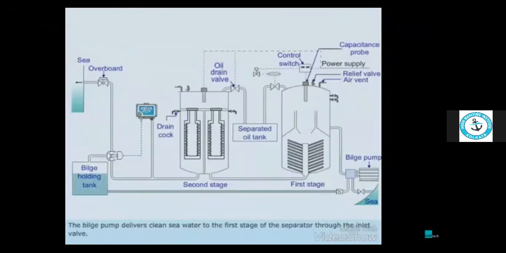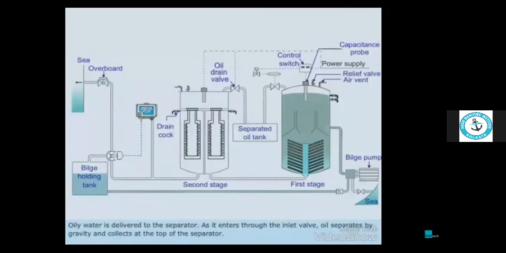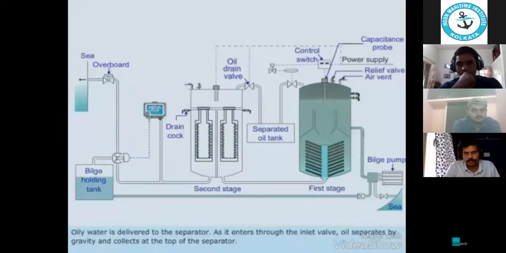The bilge pump delivers clean seawater to the first stage of the separator through the inlet valve. The vent is kept open till all the air is removed from the separator and water issues out. Oily water is delivered to the separator. As it enters through the inlet valve, oil separates by gravity and collects at the top of the separator.